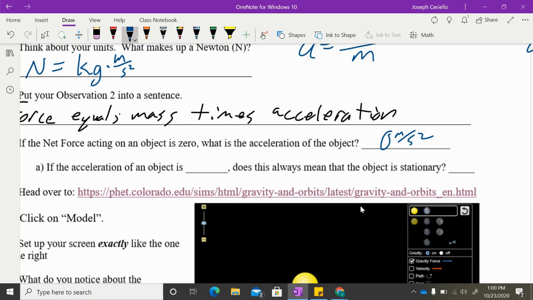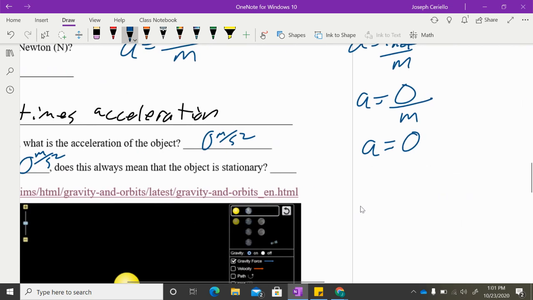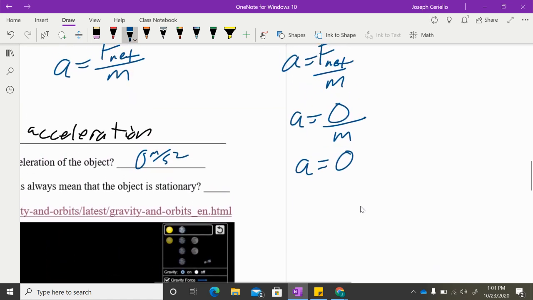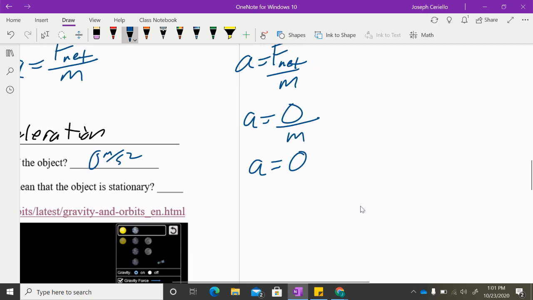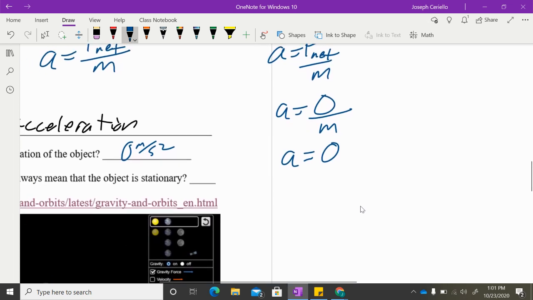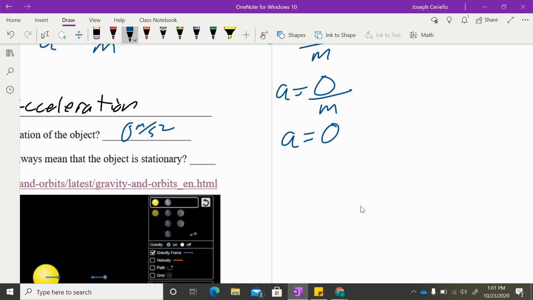So if the acceleration of an object is 0 meters per second squared, does this mean that the object is stationary? Well, we have to think to ourselves, an acceleration of 0, what does that mean? An acceleration of 0 basically means that the velocity is constant.